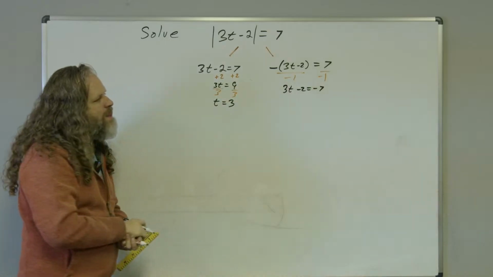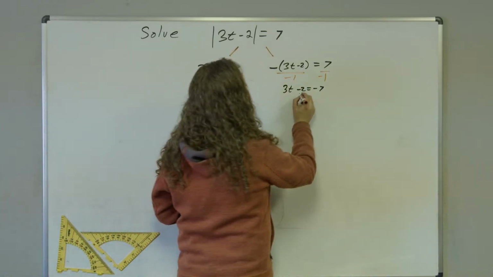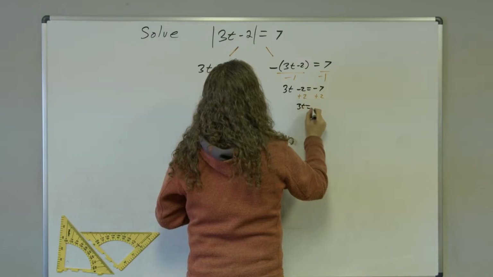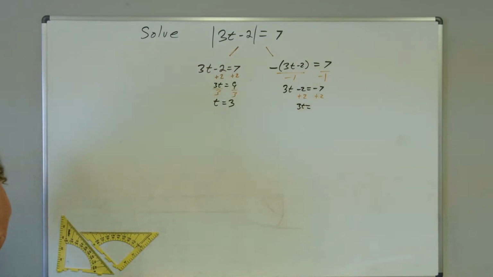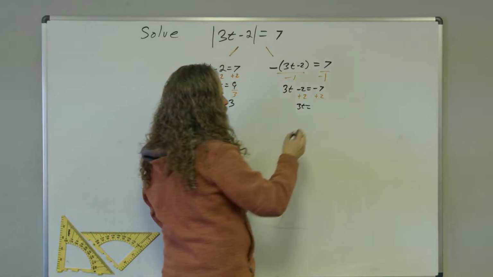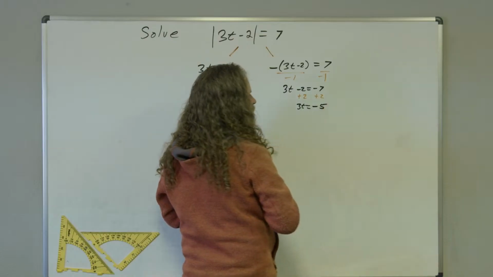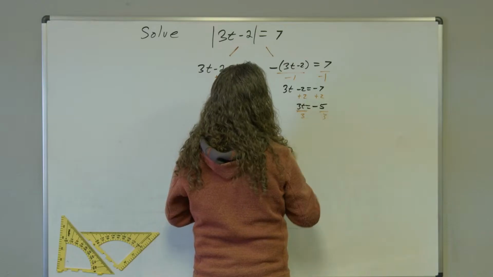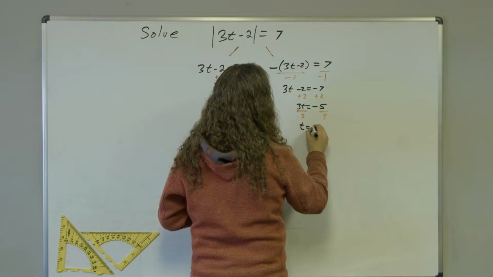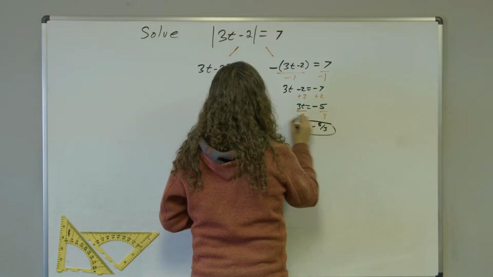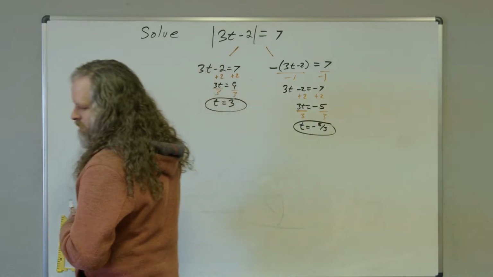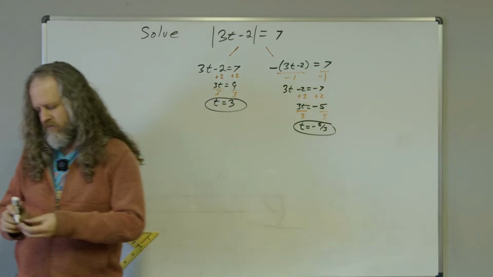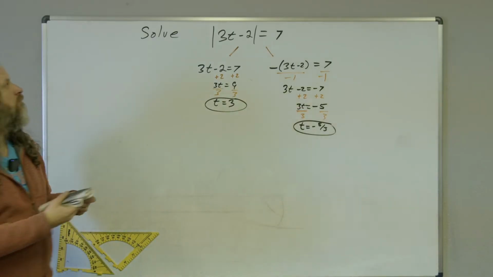Now what? Add 2. Sounds good. What's negative 7 plus 2? Negative 5. Now what? Divide the 3 off. Okay. Doing good, guys.